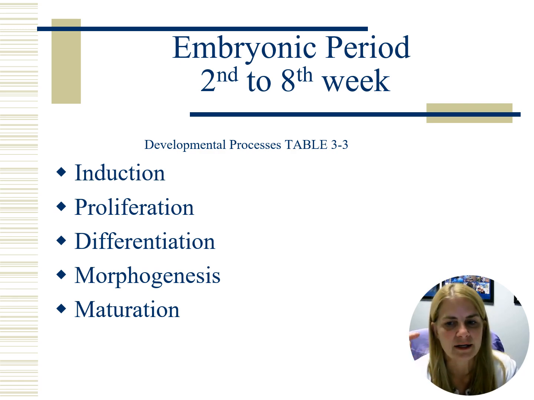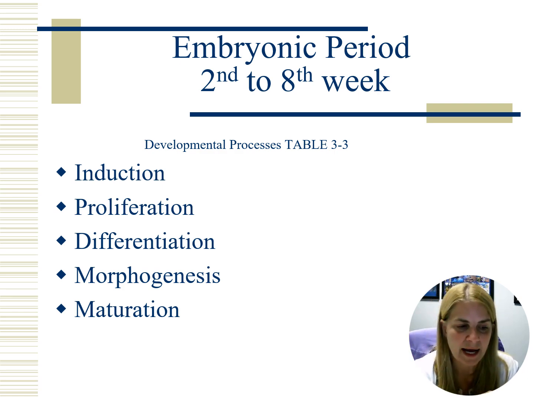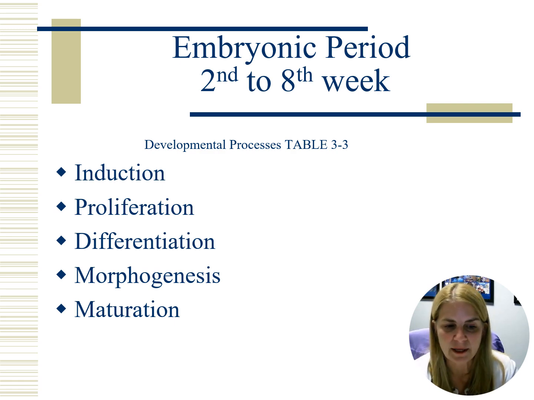You have to know that induction happens first, where the action of one group of cells on another leads to establishing a developmental pathway. Then you have to know about proliferation, where cells grow and divide; differentiation, where they become specialized and know what their job is going to be; and morphogenesis, where they're changing into the shape and structure that they're going to mature into during the maturation time period.